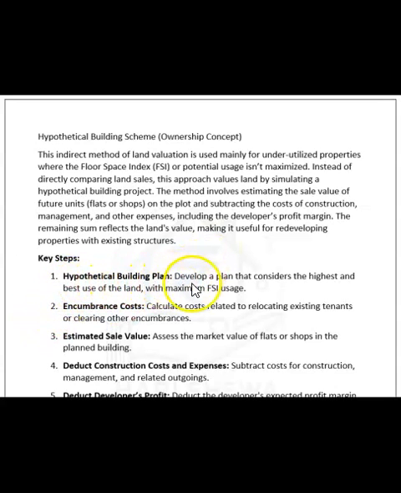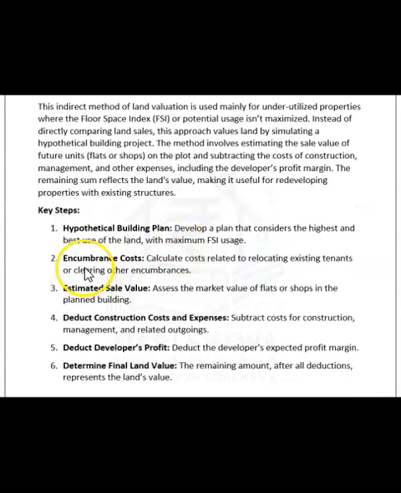Hypothetical building plan. Develop a plan that considers the highest and best use of the land with maximum FSI use. First, develop a hypothetical building plan. Then, encumbrance cost. Calculate costs related to relocating existing tenants or clearing other encumbrances.